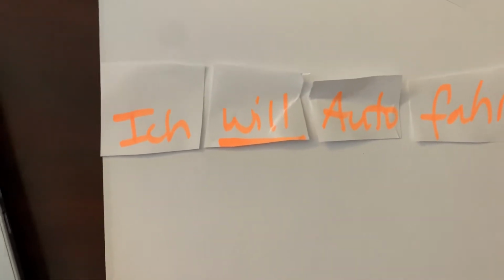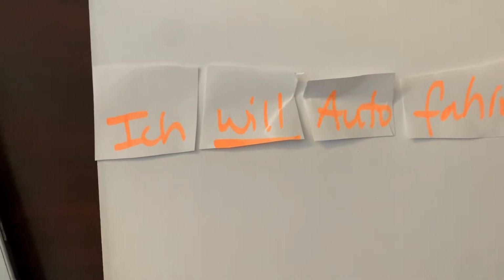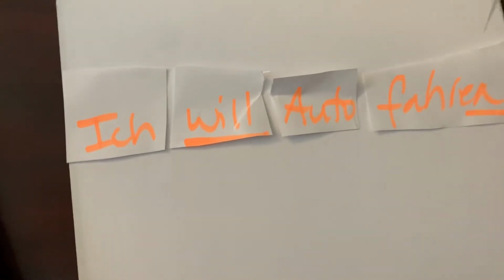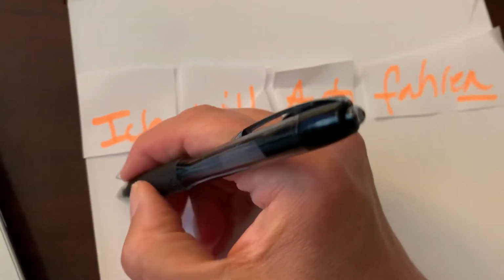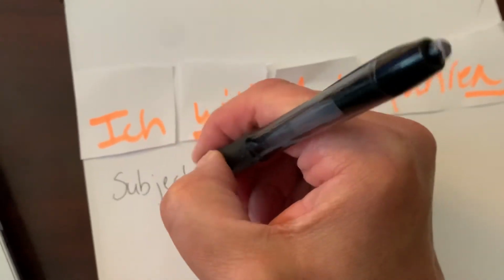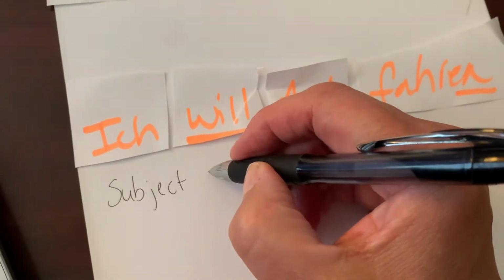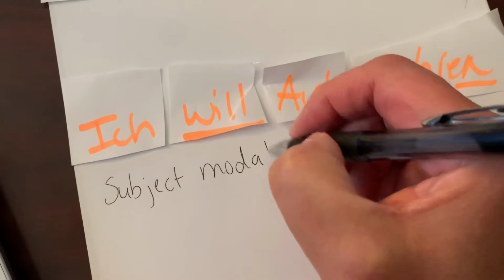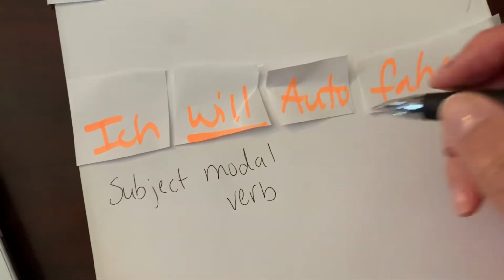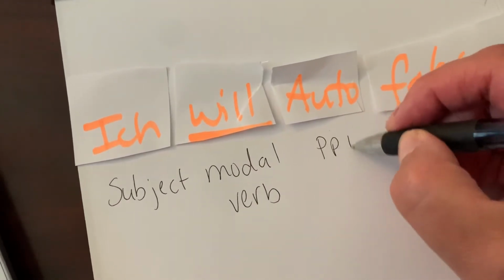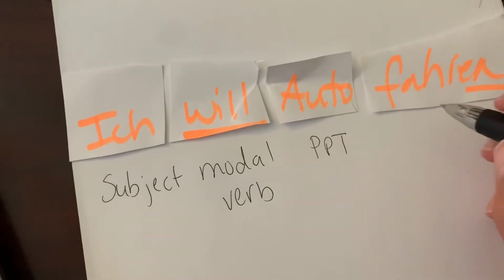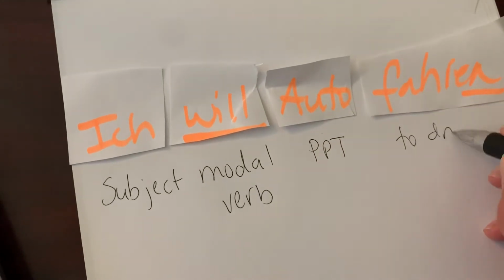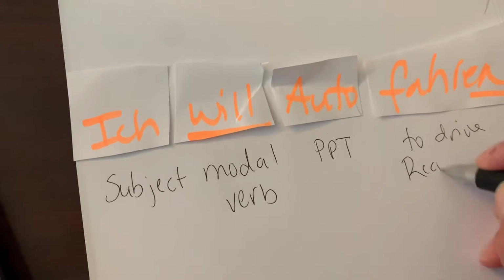So actually, let's write that on here for you guys, so you have it for reference. So you have your subject doing the action of wanting to, and this is your modal verb, right? And then you have the person, place, or thing. And you have fahren, which is to drive, which is your regular verb. And that always goes to the end if you're using a modal.